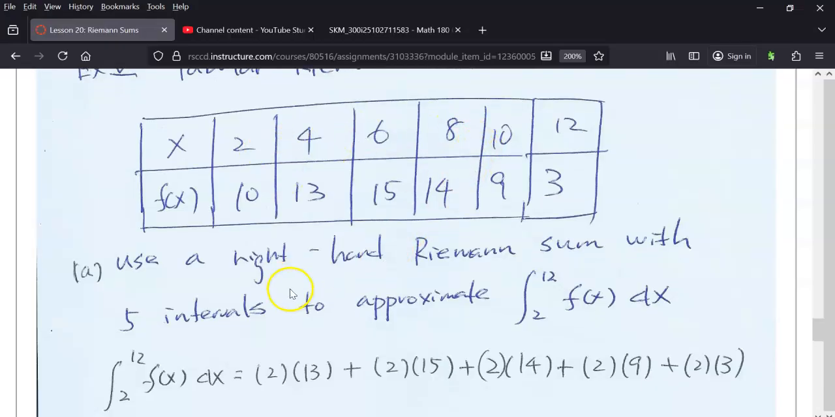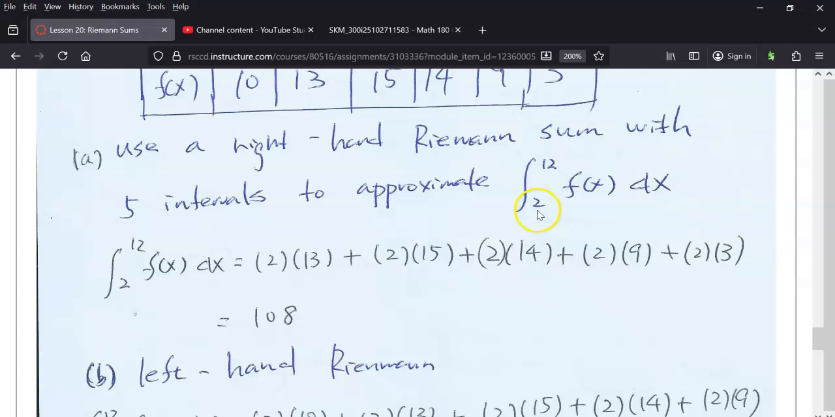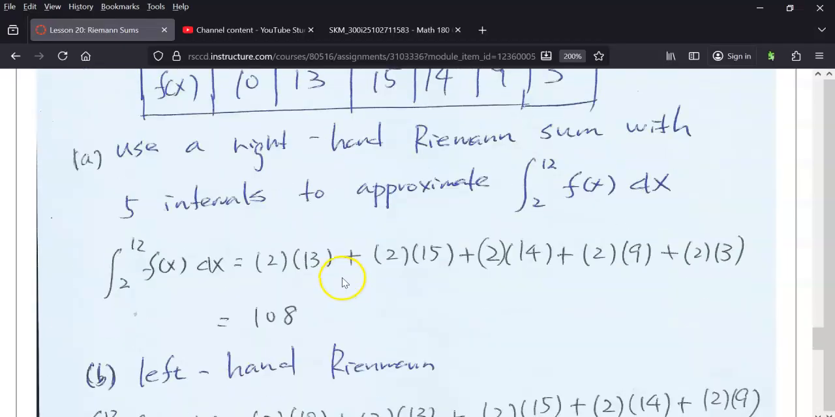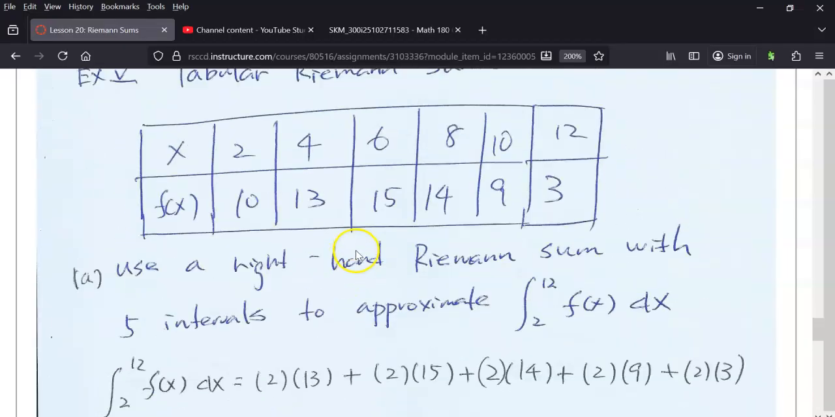So if you want to approximate a function from 2 to 12, and you want to use the right hand, then the first one is going to be from 2 to 4, so the width is 2. Since we want the right hand, between these two the right hand side is 13, so we're going to use 13. The next one is from 4 to 6. Again, the width is 2. Between 13 and 15, which one are we going to use? We're going to use the right hand side. We do the same thing from 6 to 8. The width is 2, and we're going to use 14 as the height.